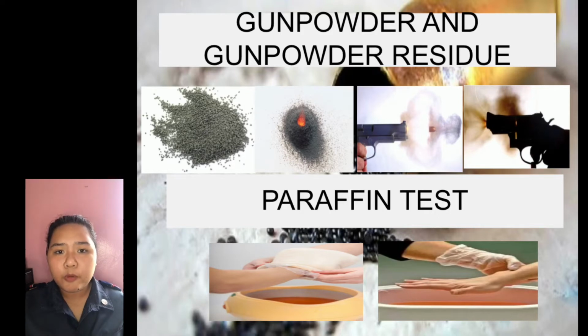So, what is the paraffin test? The paraffin test is a method of finding gunshot residue, or GSR. It identifies a possible shooting suspect. The tester will dip the suspect's hands in melted wax. So, the paraffin test is done on suspected persons.